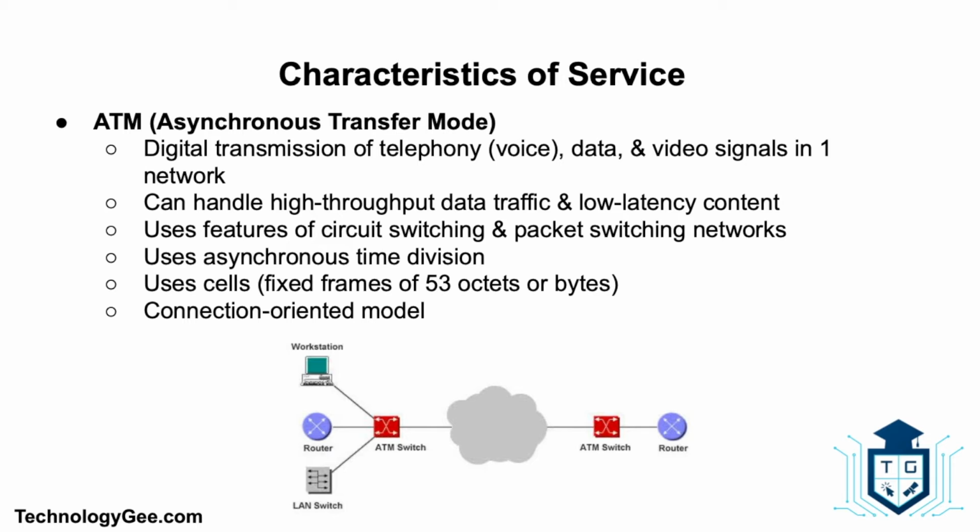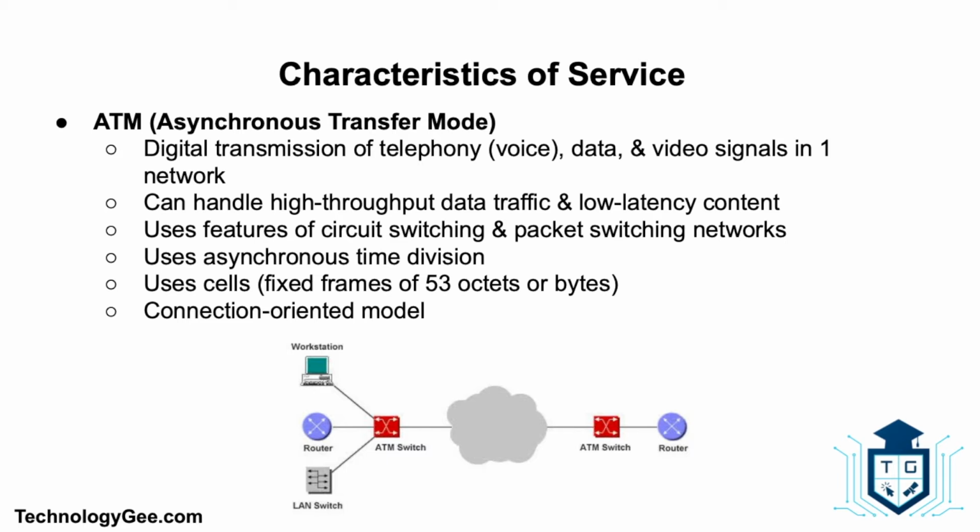ATM provides functionality that uses features of circuit switching and packet switching networks. It uses asynchronous time division multiplexing. In the OSI reference model, data link layer, or layer number 2, the basic transfer units are generically called frames. In ATM, these frames are fixed length, 53 octets or bytes, and they are specifically called cells. This differs from approaches such as IP or Ethernet that use variable size packets or frames.